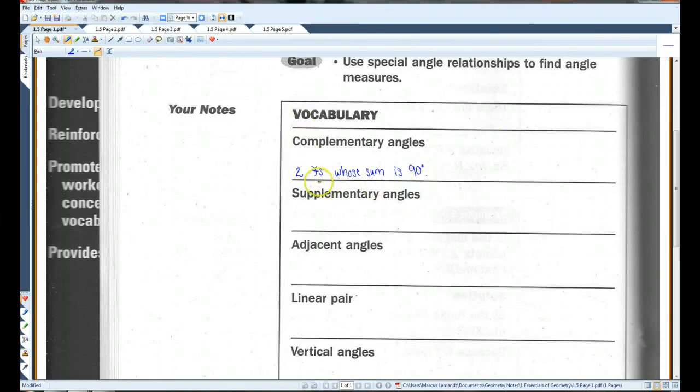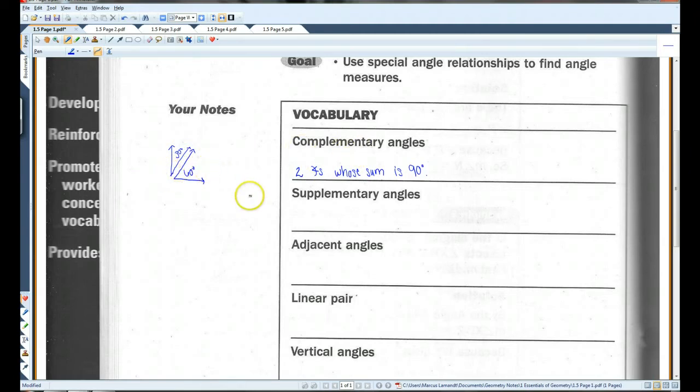Just a reminder, this little symbol means angles. So if you have an angle that is 60 degrees and another angle that is 30 degrees, if you add these two together, you get 90. So these two angles would be complementary.